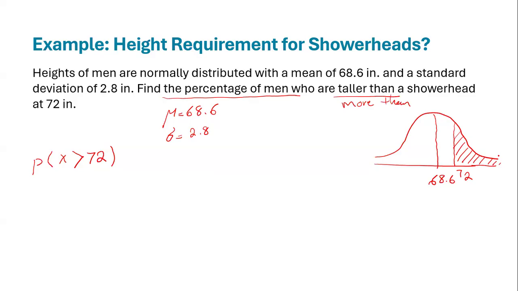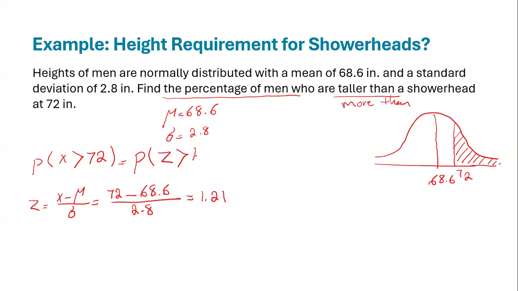To find the area to the right, I know any number that I get from the table, I must subtract it from 1. But before doing that, I need to have the z-value, because right now I have the x value. And how do you find the z-value? By just using the formula or online calculators. So 72 minus 68.6 divided by 3.8. What z-value do we get? We get 1.21. So now I have the z-value.